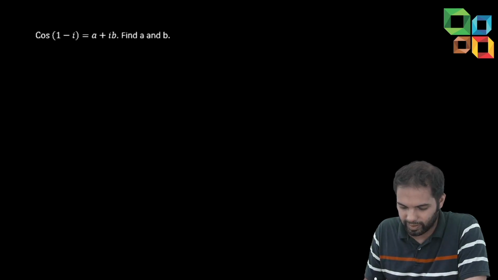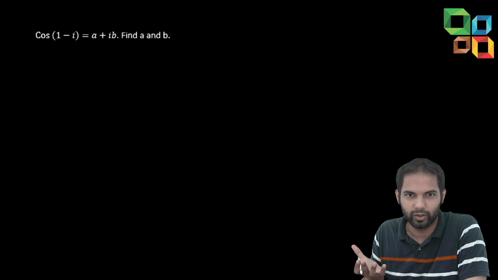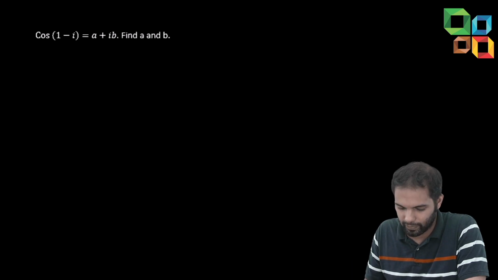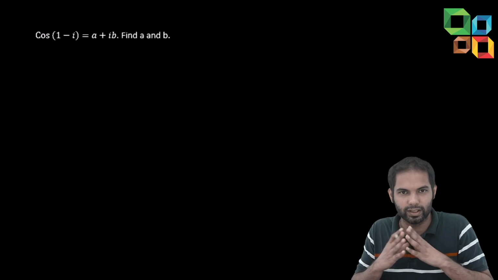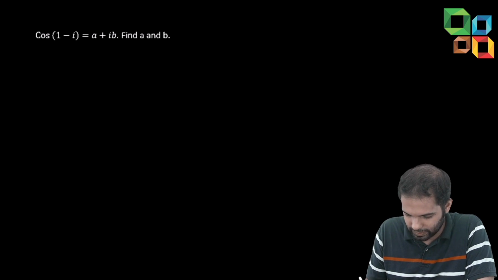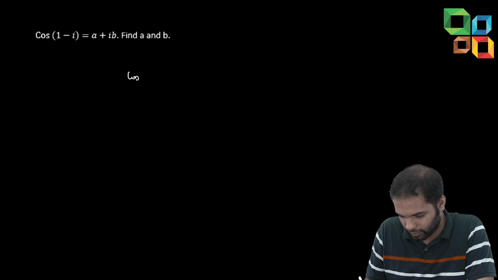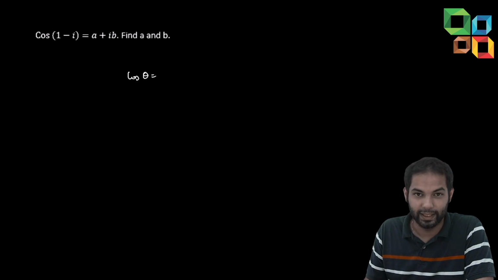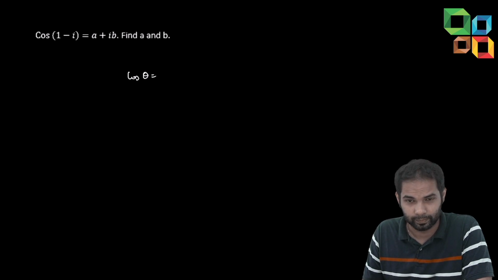Cos of 1 minus i is equal to a plus ib. So you want to convert this cos term somehow into a complex number. This is a bit difficult because, first of all, you may not know how to write cos terms in terms of complex numbers. So first, we'll think: if this is cos theta, how do I get it using Euler's theorem?